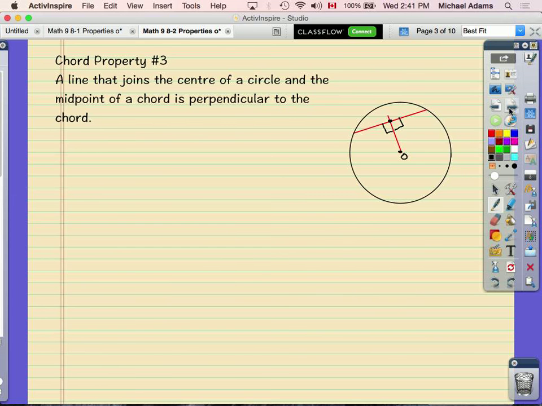And then finally, the other point was that the line from the center of the circle to the midpoint of the chord makes the 2 lines perpendicular to each other, so we have angles of 90 degrees. Now, we can use those chord properties to solve problems, and we'll look at that in the next video. So this is all we're going to do for today. Thank you for paying attention.